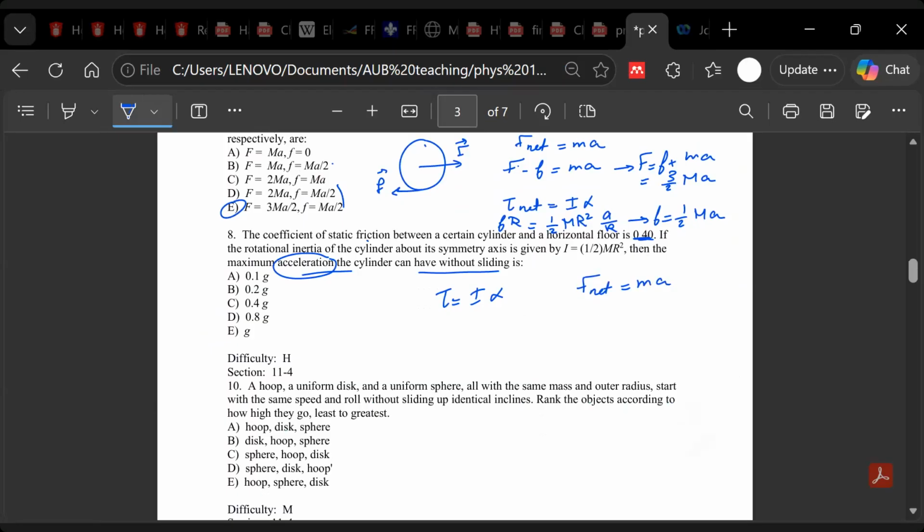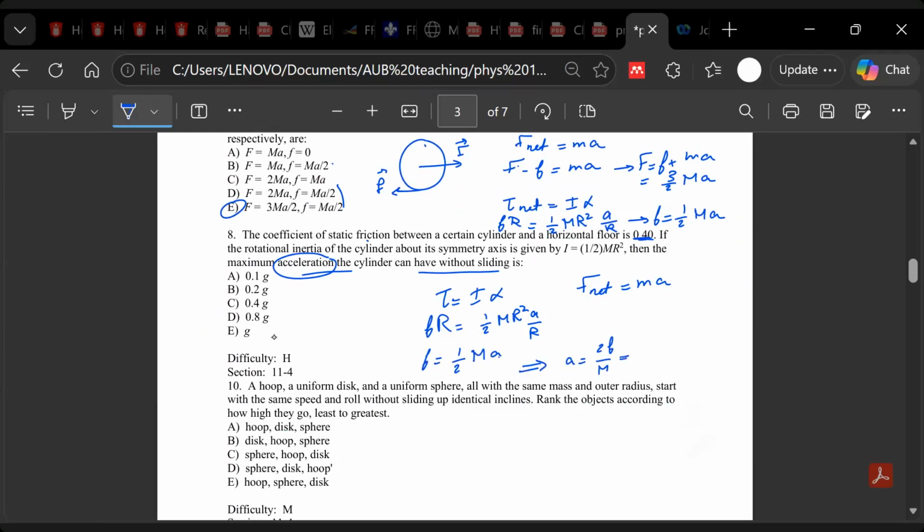I'm really going to use tau equals I alpha. I will not use F net equals ma, because in F net equals ma, in addition to the friction, there is what? The applied force, which I don't really know anything about in this problem. If I solve the rotational part, the applied force doesn't show up. So I can just have the friction as my only unknown, and I can solve for the acceleration. Namely, you can see I'll have f equals half ma. Now the friction, what we want is the acceleration, right? I can see that a is going to be 2f over m. How do I proceed?